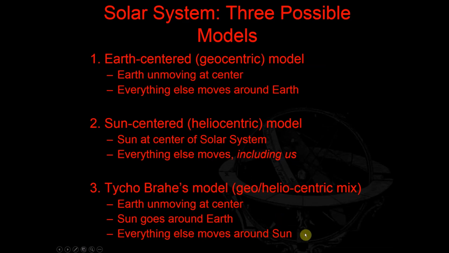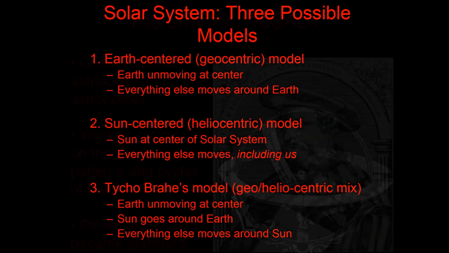There were other models, of course, and there was a quite well advanced model, which was Tycho Brahe's model, which was a geo-heliocentric mix. It took both of these models and kind of fused them together. And that left the Earth unmoving at the center, but the sun goes around the Earth, and then everything else moves around the sun. So this is kind of a mix of a geo and heliocentric model. And these were the three competing models for quite a while.